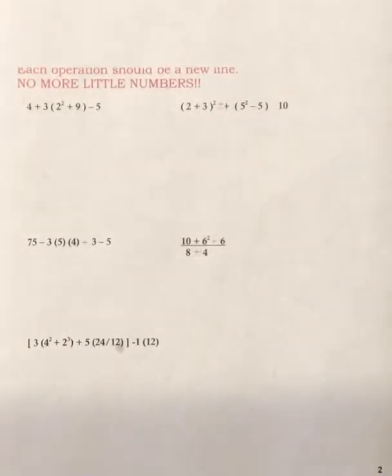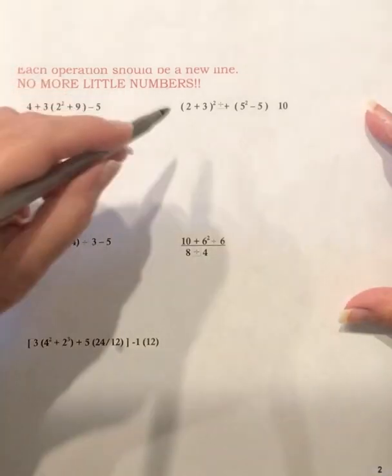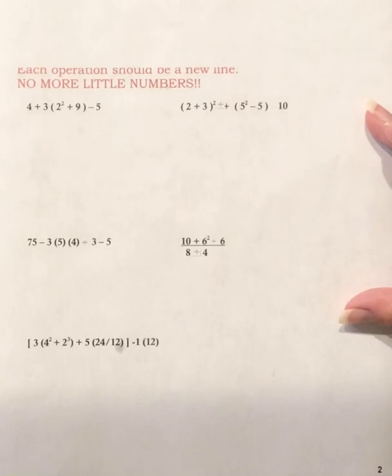So, some examples. And I have on here that each operation is going to be done on its own line, no more little numbers. I think when we first learned to do this, we're writing all these little numbers up above here and everything. That tends to lead to a lot of mistakes as well. So even though you're going to think it's a little tedious, we're going to do one step on every line because that's really the easiest way to keep track of everything.